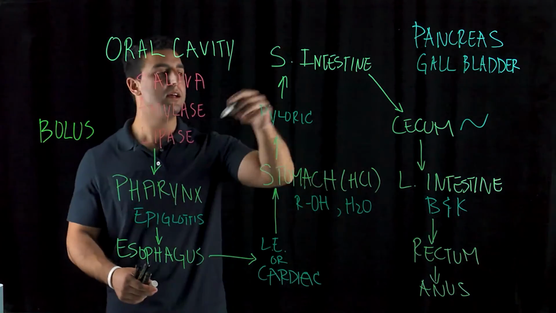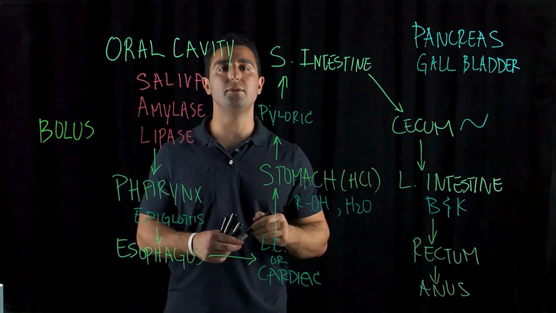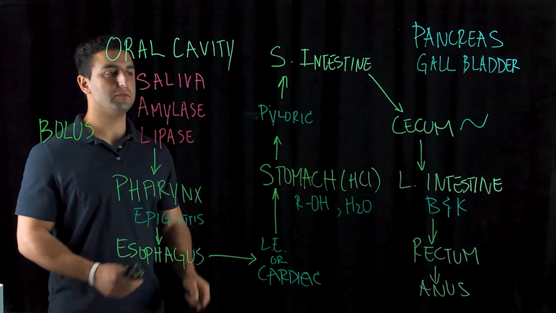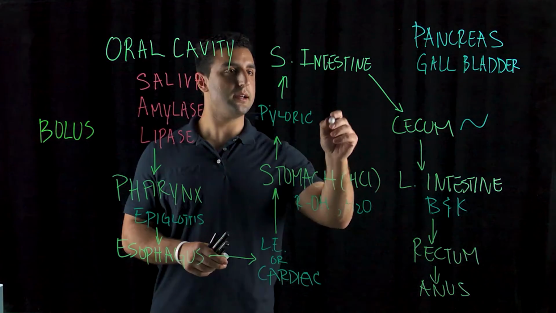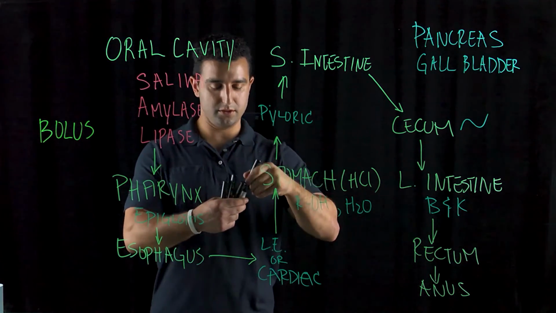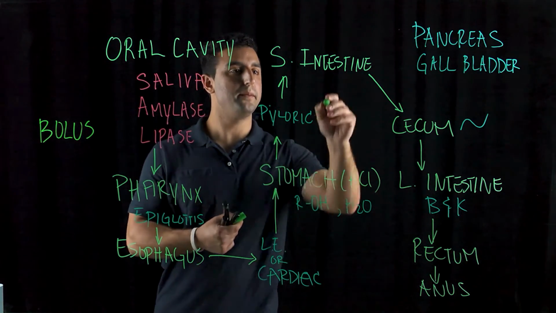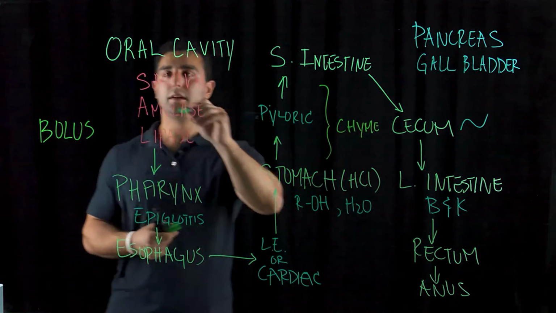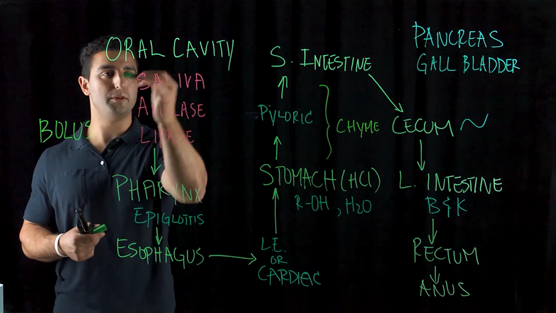And so this is a general schematic of the pathway for the digestive system. And here, let me write chyme here so you know where we're talking about. This is where it's chyme. And this is from the oral, okay.